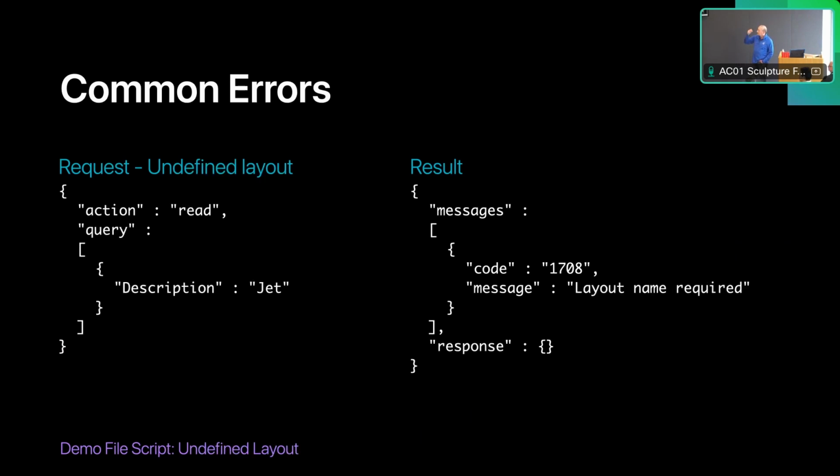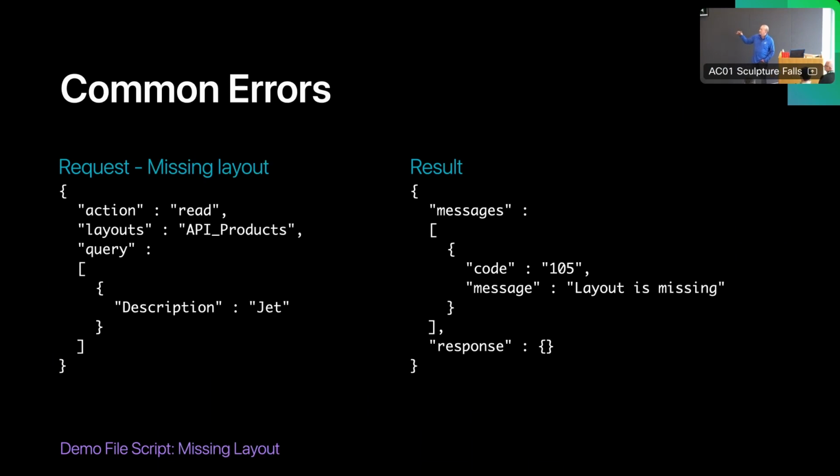This one here is a request for a read. You'll notice that I did not specify the layouts key. It did not like that. What I thought was really cool is that you'll see that the code is still that same 1708, but the message is different. It says, well, the reason why you're getting that code this time is because the layout name is required when you're doing a read.